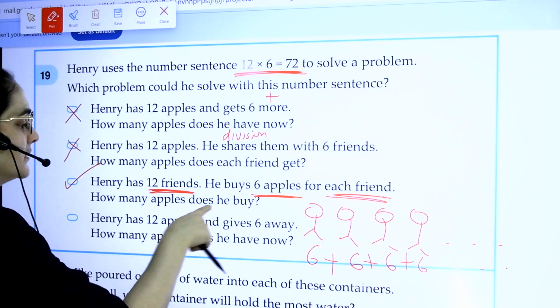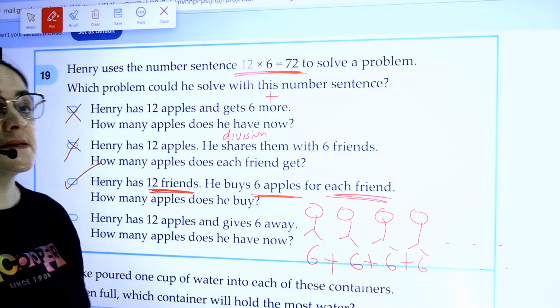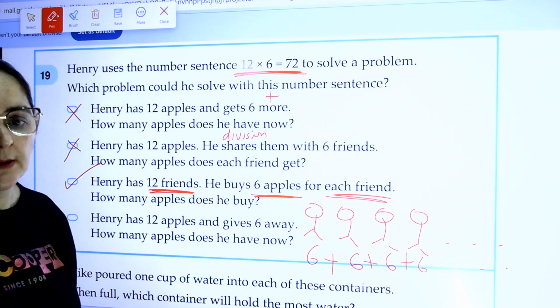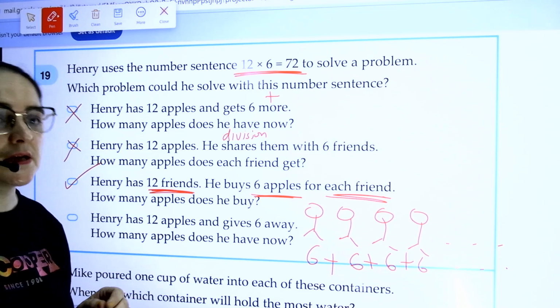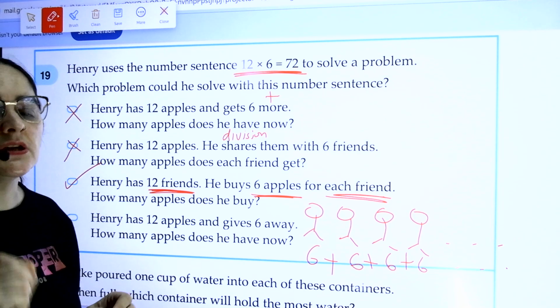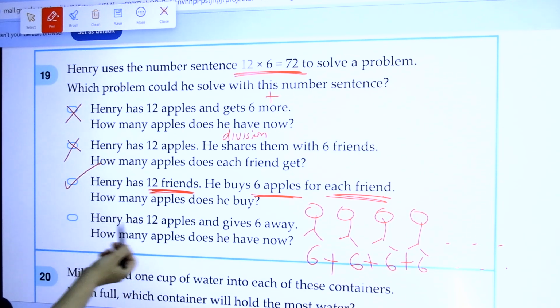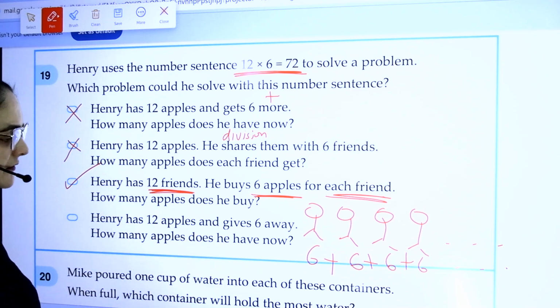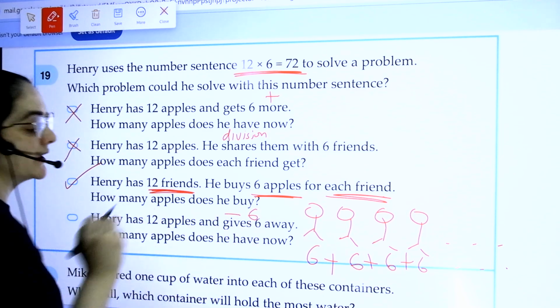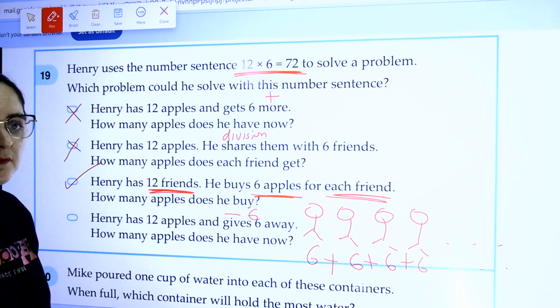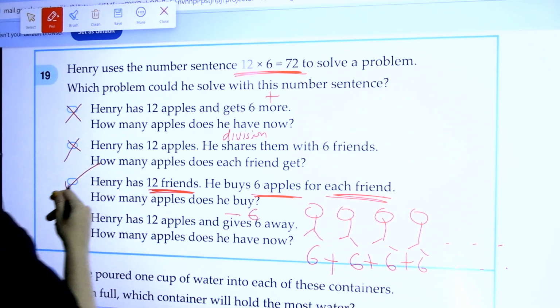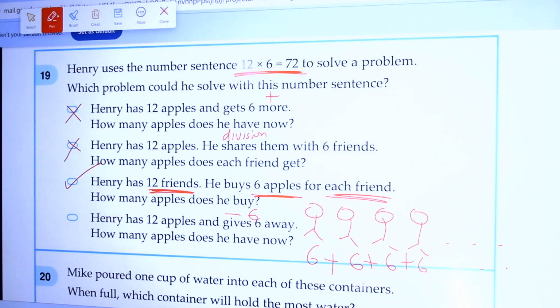So how many apples does he need to buy? He needs to buy 72 apples, because he has 12 friends and he has to give 6 apples to each of his friends. And then we can also look at this. Though we got our answer, Henry has 12 apples and gives away 6. Giving away is minus 6. Subtraction. Like that.